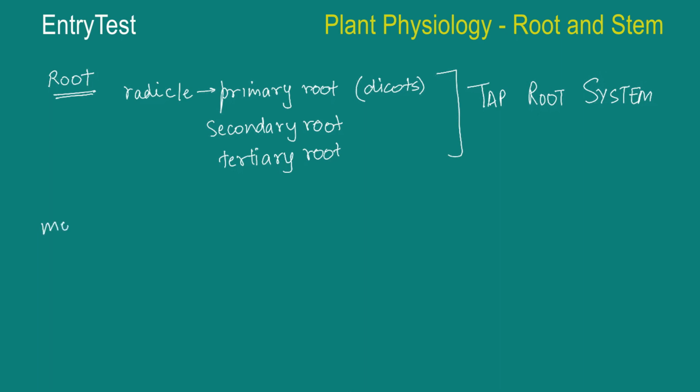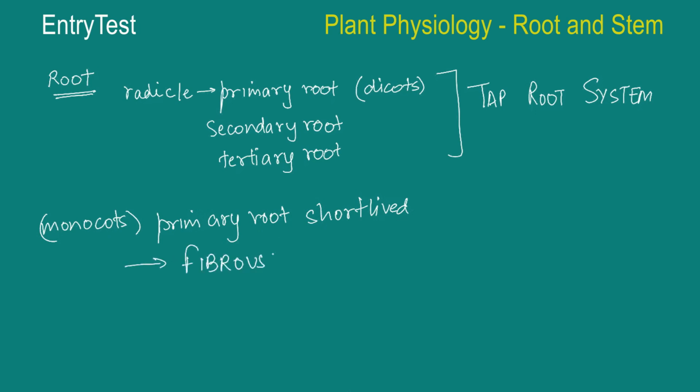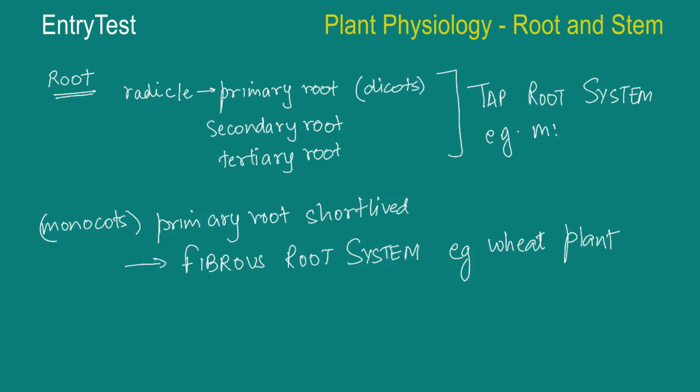And what happens in monocots? The primary root is very short-lived. It dies very soon. And it's replaced by a large number of roots. So that gives rise to what we know as the fibrous root system. An example of this is in the wheat plant, because wheat is a monocot. An example of the taproot system would be a mustard plant, because mustard is a dicot.